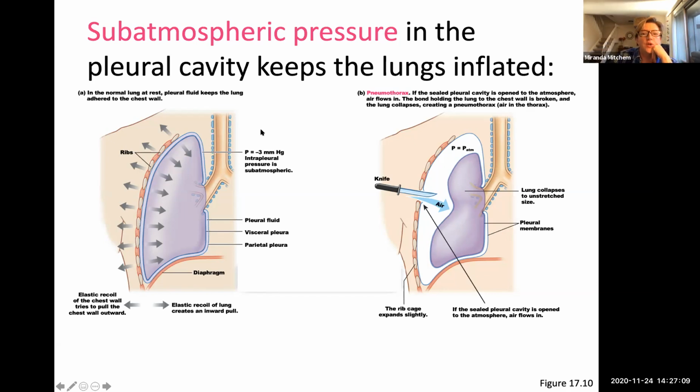So our interpleural pressure is here. We're looking at it as subatmospheric. It's below zero. It's -3 millimeters of mercury. But this pleural fluid helps to keep the lung stuck and adhered to the chest wall. So it's necessary. What happens in a pneumothorax is we've lost the integrity of that seal now, and there's a direct opening to the atmosphere.